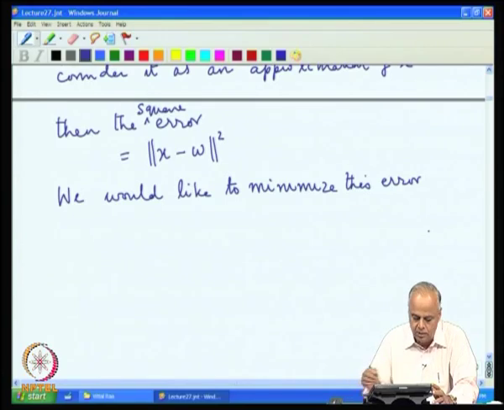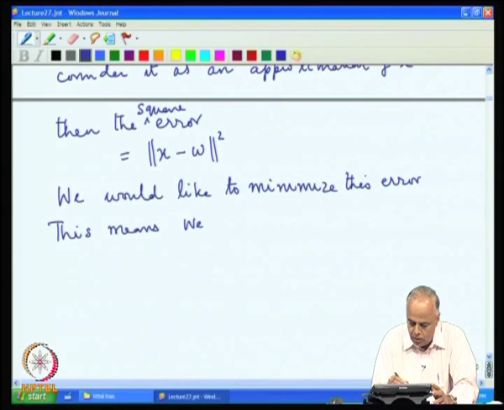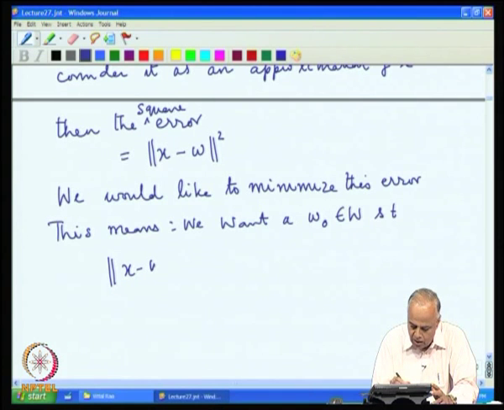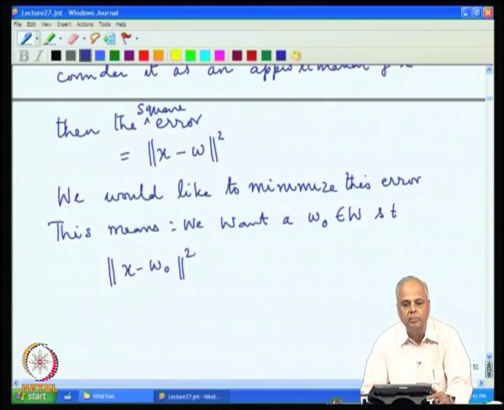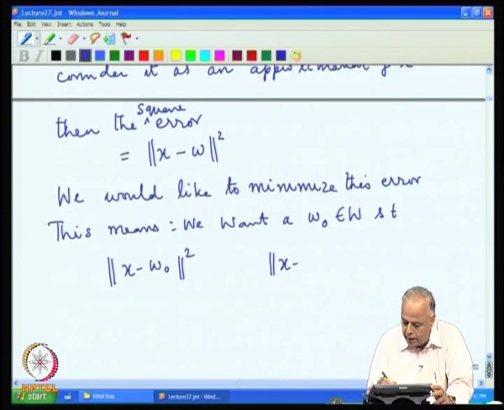What do we mean by this? This means we want a W naught in W such that if we now take W naught as the approximant and calculate the error, this is the error that is got by taking W naught as the approximation of x. Now, I look at the error I get by taking any other W, that will be norm of x minus W squared. This must be strictly less than this for every W in W, W not equal to W naught.